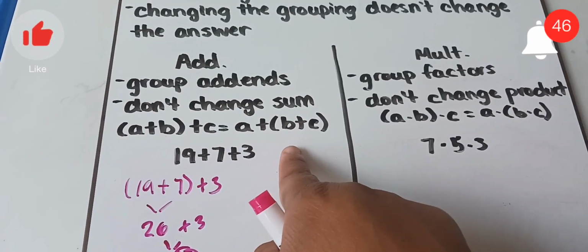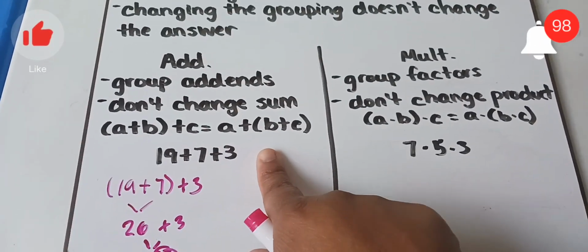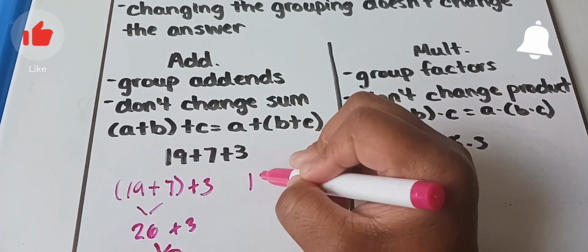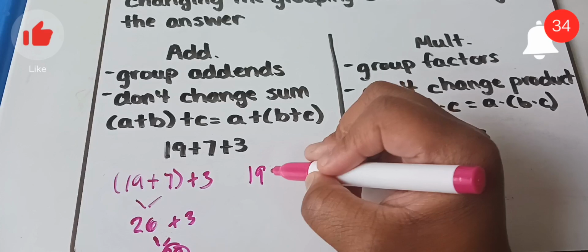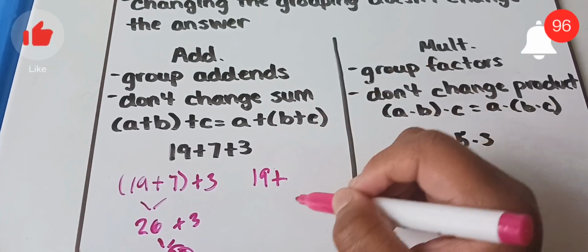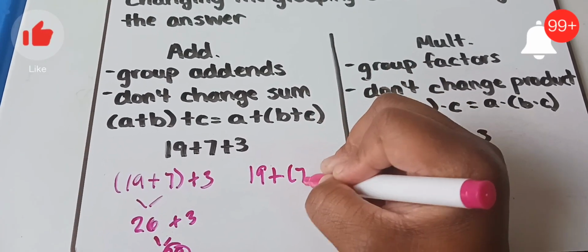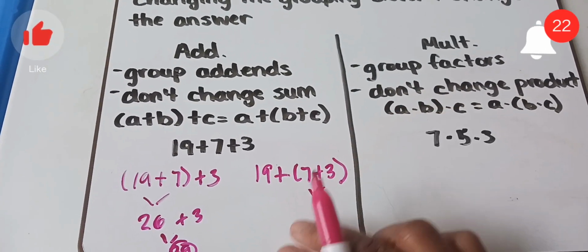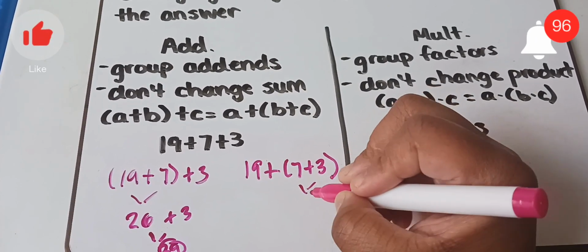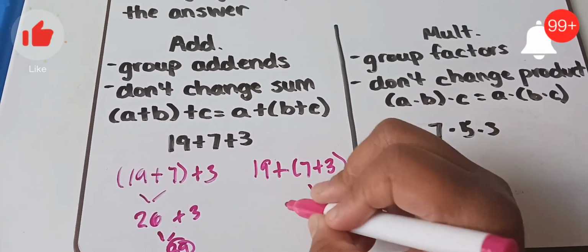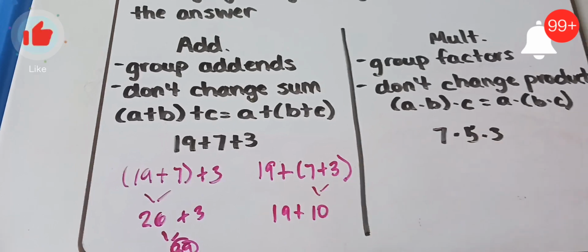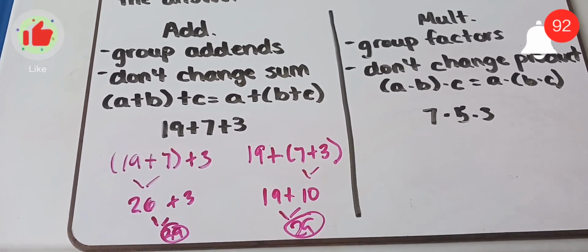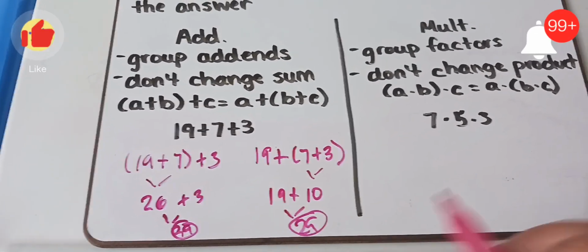Then I'm going to do this side of the associative property. So now I'm going to have my A as, again, 19, but it's on the outside of the parentheses, plus the grouping, which will be 7 plus 3. Well, I'm going to start with the parentheses first. We know that 7 plus 3 is 10. And now I'm going to add 19 to the 10. And this turns out to be the same thing, 29, 29.